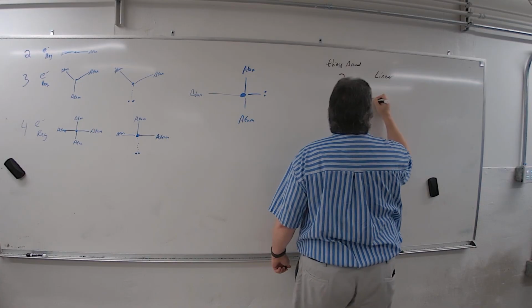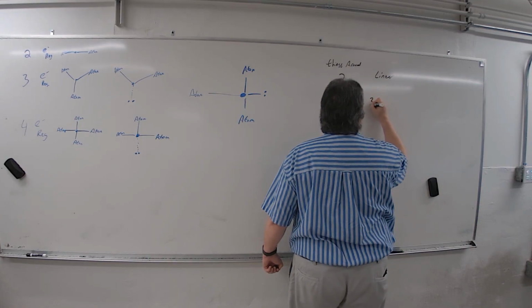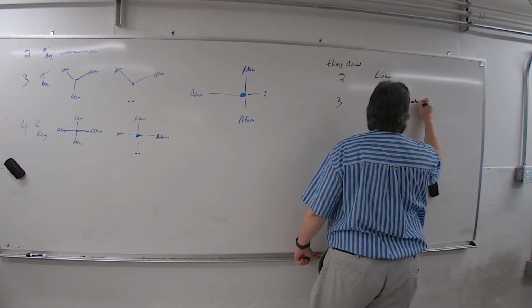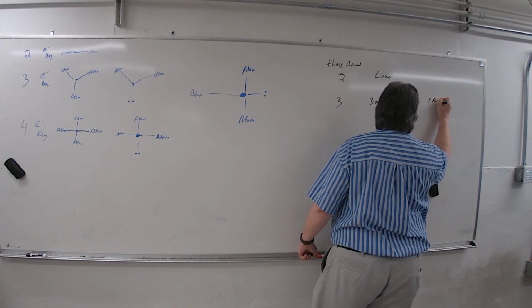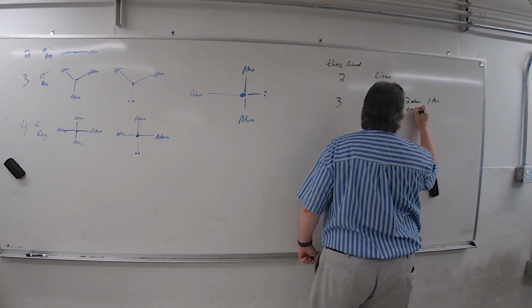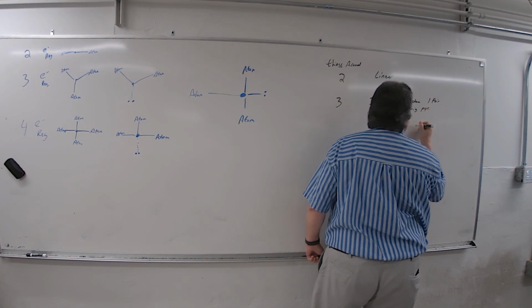Three things around. It's going to be 3 atoms, or 2 atoms and 1 pair. Because it has one. That's tetrahedral. If there was that, that's trigonal pyramidal.